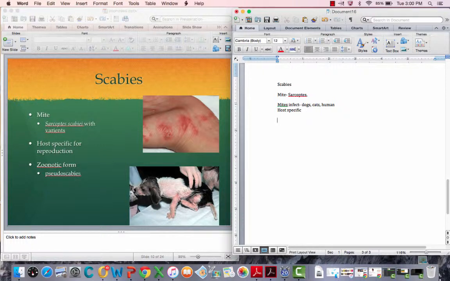However, these mites can live off of the host for as long as 48 to 72 hours. And essentially that means that your pets can give you scabies, but in this case it's referred to as pseudoscabies. So that is the zoonotic form of scabies that is acquired temporarily because of contact with an infected pet.